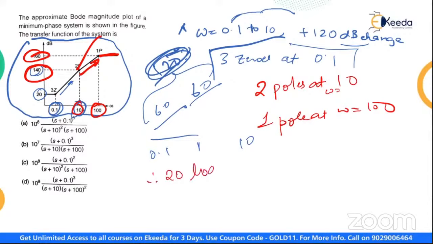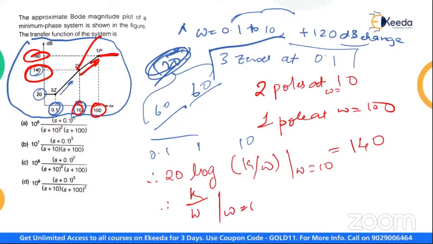Now, 20 log of K by omega when omega equal to 10 is nothing but equal to 140. Therefore, K by omega when omega equal to 10 is nothing but equal to 10 to the power 7. Therefore, K is nothing but equal to 10 to the power 8. This is fine with everyone? Has everyone understood this? So K is 10 to the power 8. So the answer is going to be how much? Option A. That's it. Now next, let us see some more problems.